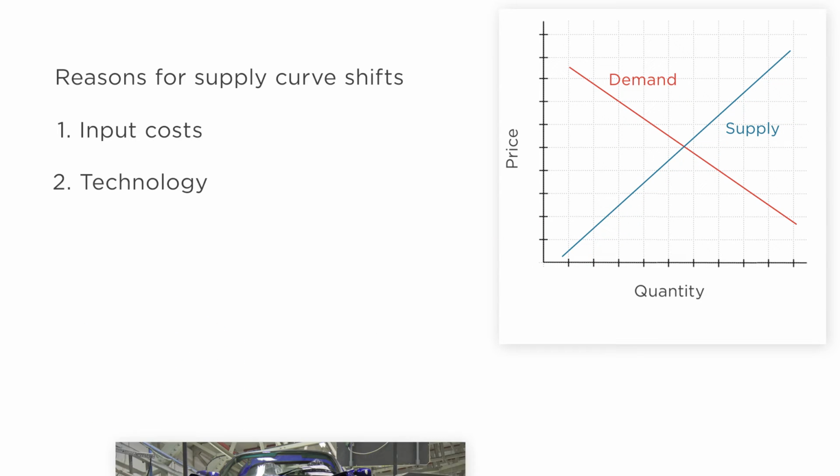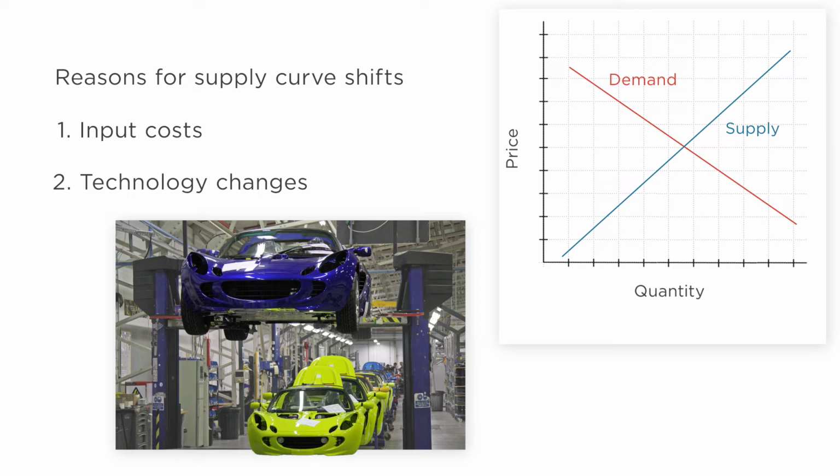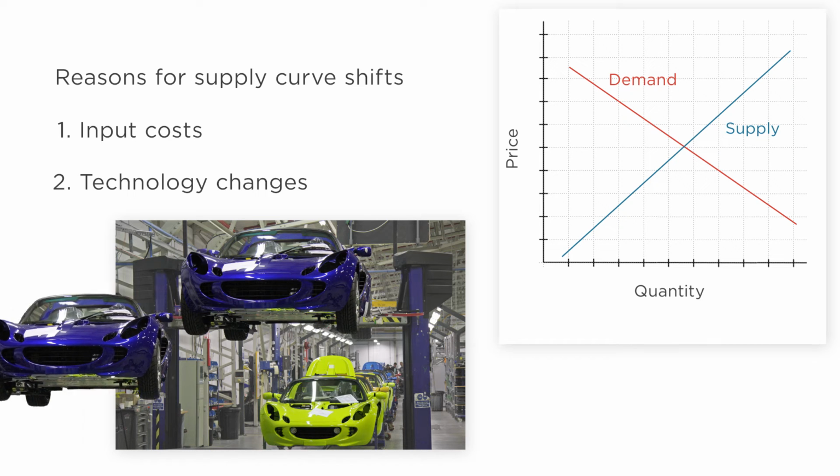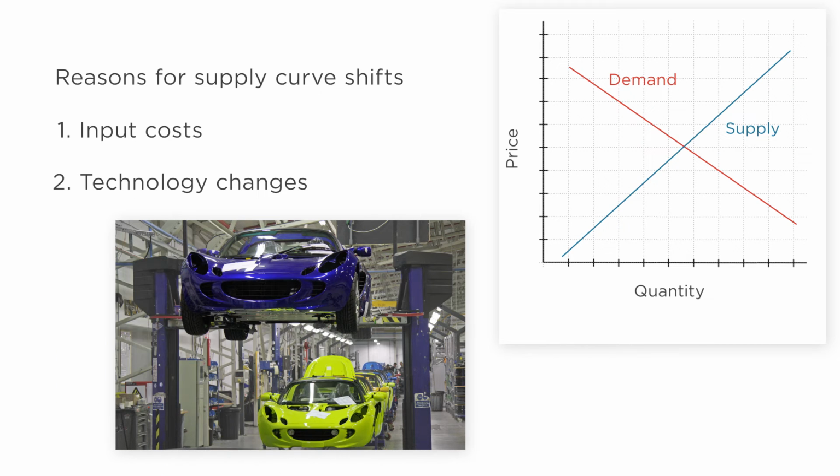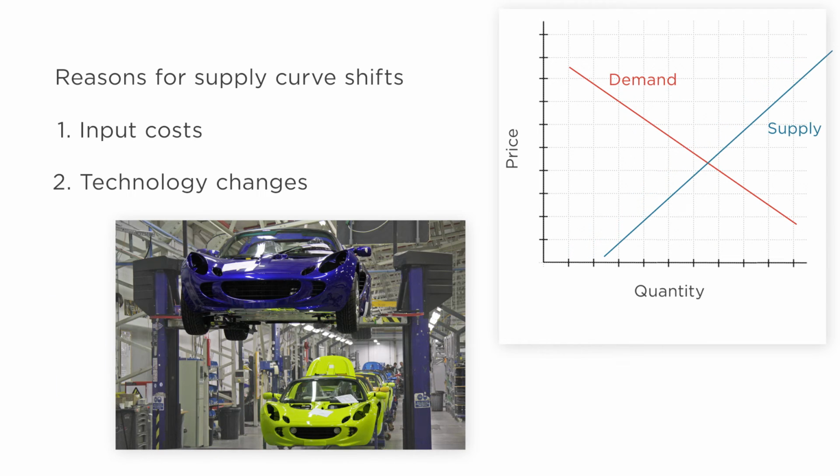Second, technology can change. If you invent a machine that can manufacture cars faster than before, this lets producers make more units of the good at a lower cost. The supply curve therefore shifts to the right.